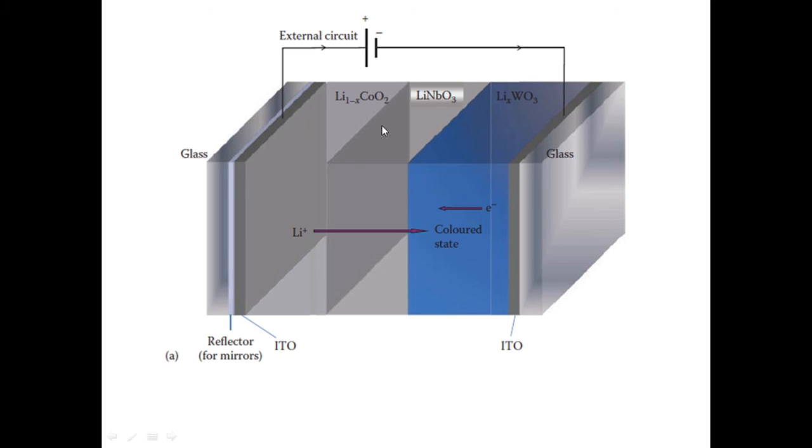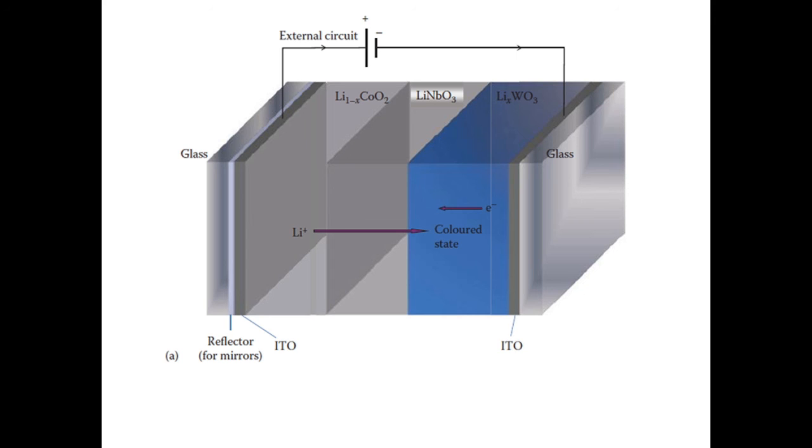Here Li(1-x)CoO2, lithium niobium O3 is the solid electrolyte, and at the cathode Li_xWO3. Lithium ions flow from the anode through the colorless electrolyte to form Li_xWO3 at the cathode, changing it from almost colorless to deep blue.